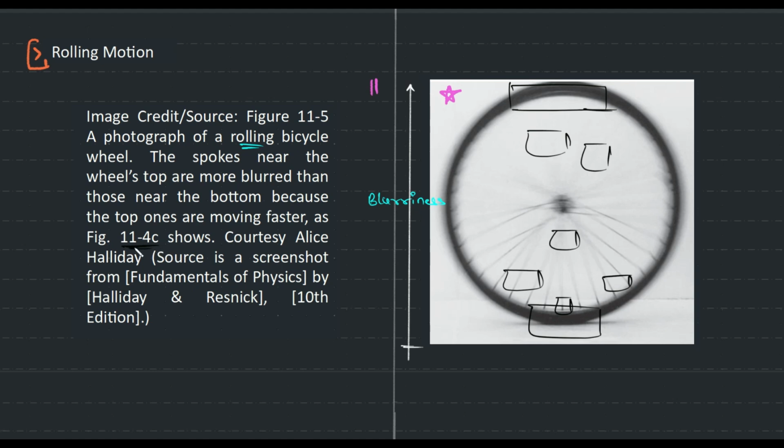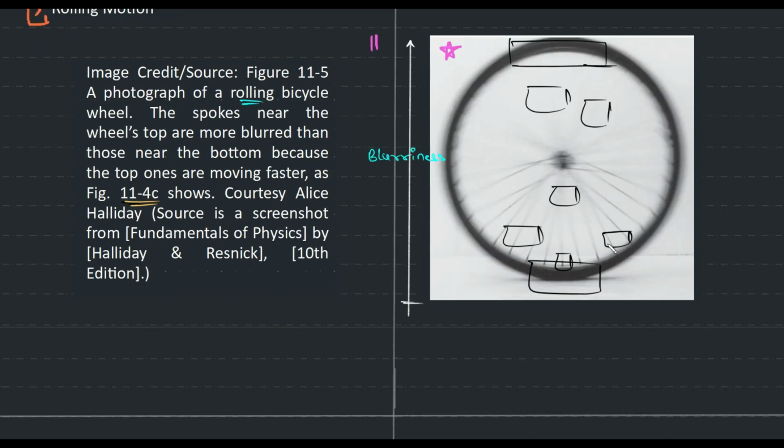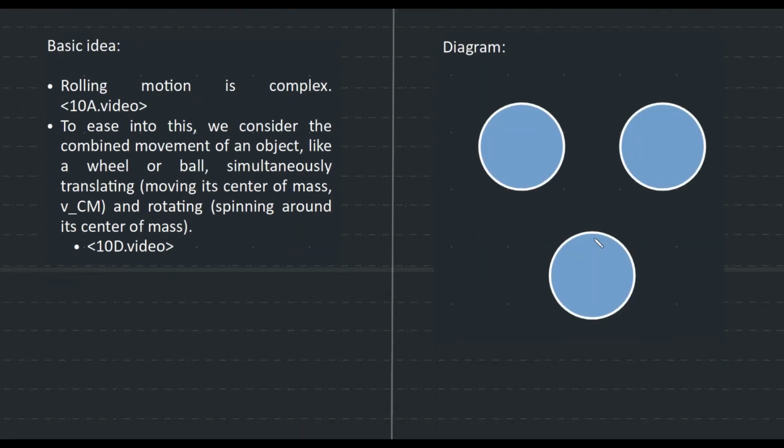This diagram I can't show. This is thanks to the book Fundamentals of Physics, 10th edition. Okay, so this is what we are studying in this section. That's the agenda to understand this. Now, we are looking at rolling motion. Forget about that picture. We'll just look at rolling motion.